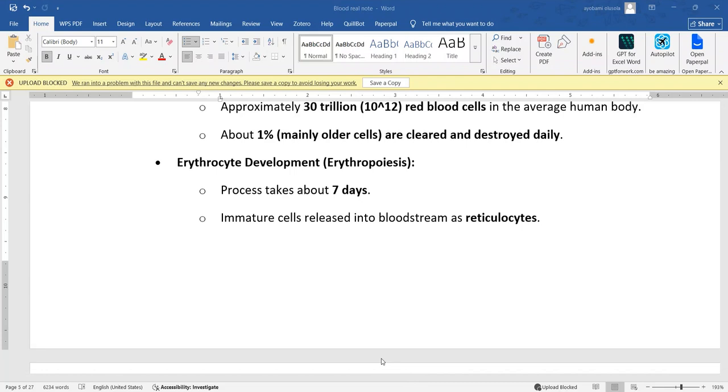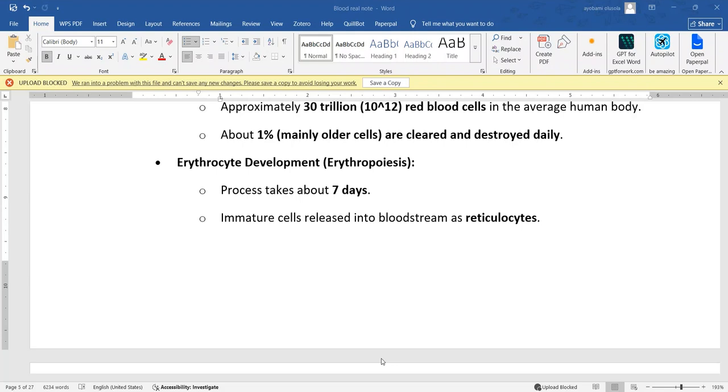Erythropoiesis. No, I said blood. Oh, sorry. Hemopoiesis. Yes. Now, that hemopoiesis, if you now want to say the process of erythrocyte formation, it is now erythropoiesis.